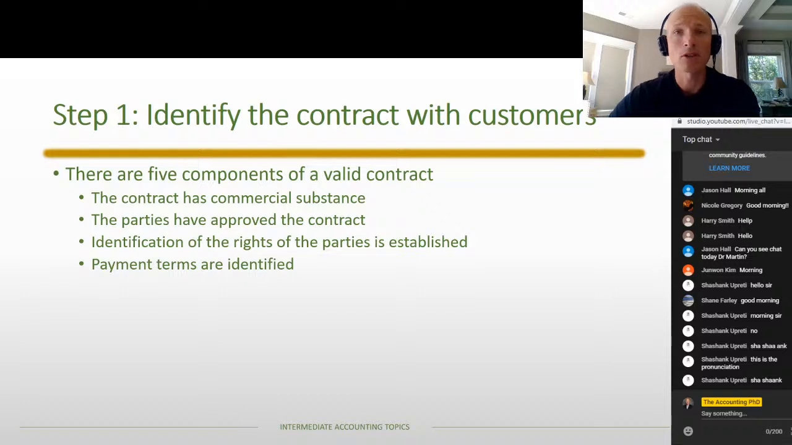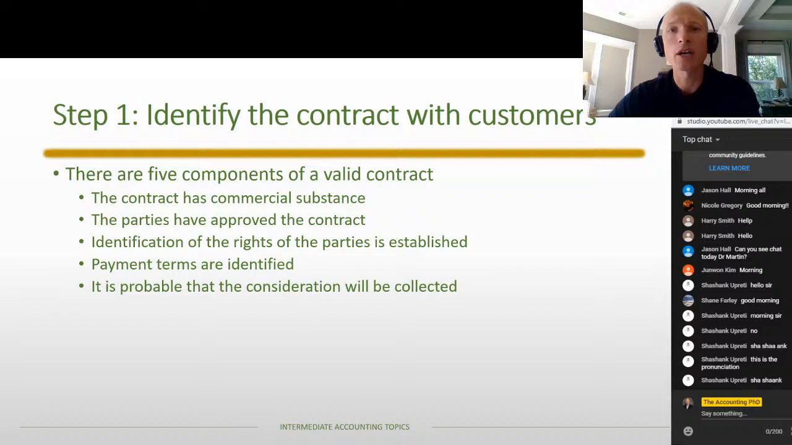There needs to be payment terms. Now, it doesn't mean that it has to be fixed. It just means there needs to be terms. There needs to be some idea of what the two parties are going to pay. And then it also has to be probable that the consideration will be collected. This is just one where if there's a very low likelihood of collection, for whatever reason, then it's really not a valid contract.